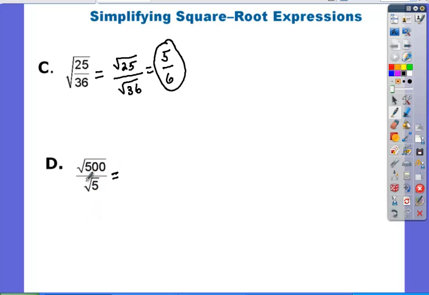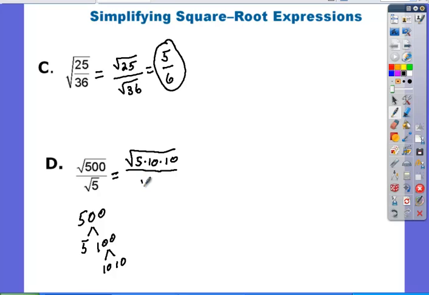Now, on the second one, you'll notice that these are not nice numbers. So I'll actually need to use my factor tree again. So 500 splits out to 5 and 100, and 100 is 10 and 10. And since I know I have a pair right here, I can stop and rewrite it as the square root of 5 times 10 times 10 divided by the square root of 5, since 5 doesn't really have much going for it.